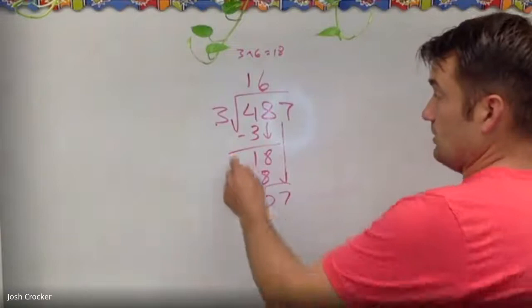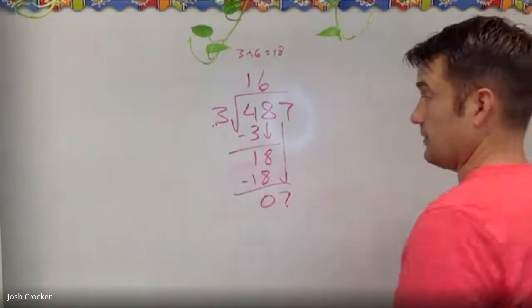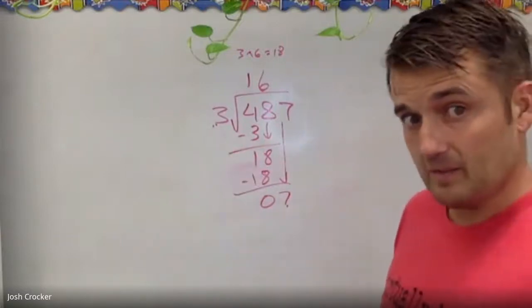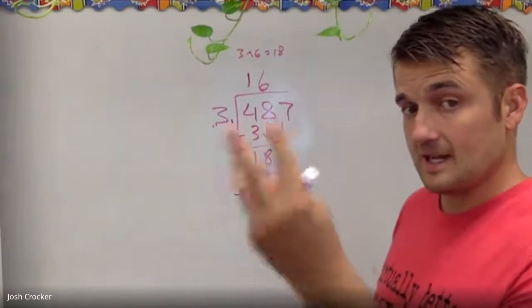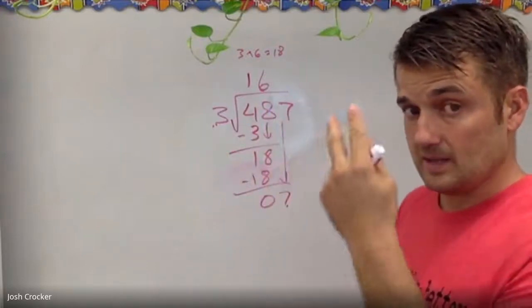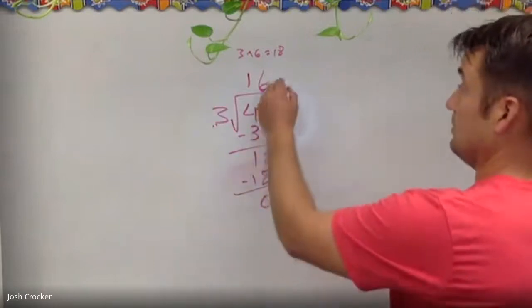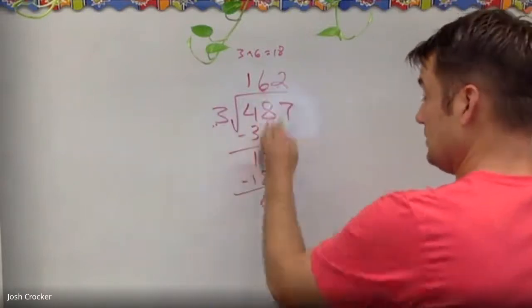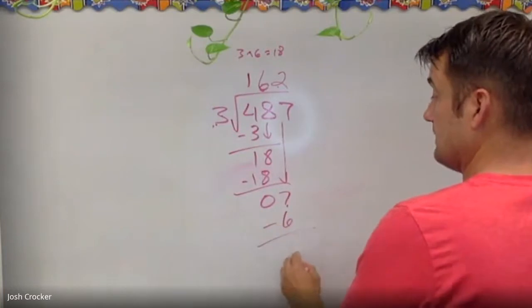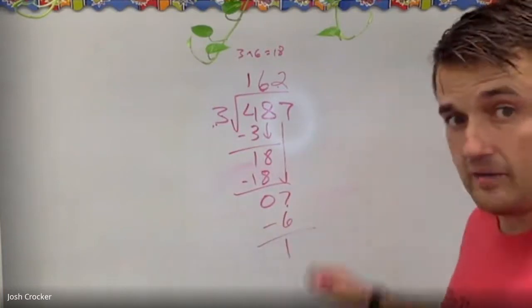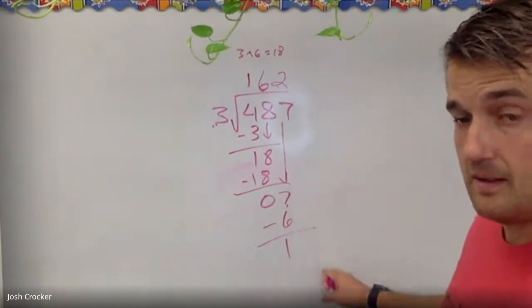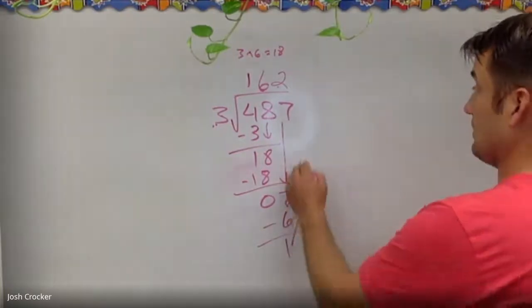Okay, so now 3 into 7. So counting by threes again. 3, 6, 9. 9 is over. So it's 6. 3 times 2 is 6. 2. 3 times 2 is 6. And now I'm out of things to bring down. Okay, so this is just a remainder.